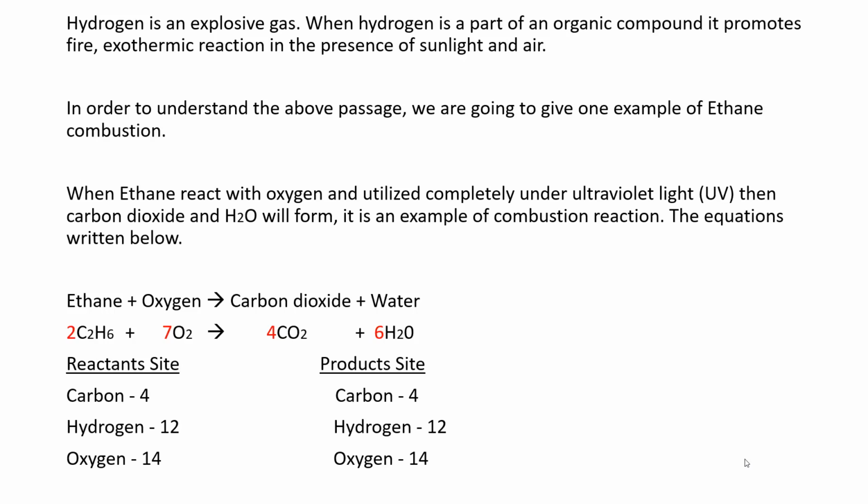Below the balanced chemical equation, the numbers covered in red show the number of moles. If we see properly on the equation at the reactant side, there are 4 carbon atoms, 12 hydrogen atoms, and 14 oxygen atoms. While on the product side, we have the same number of carbon, hydrogen, and oxygen atoms, which shows the equation is balanced.